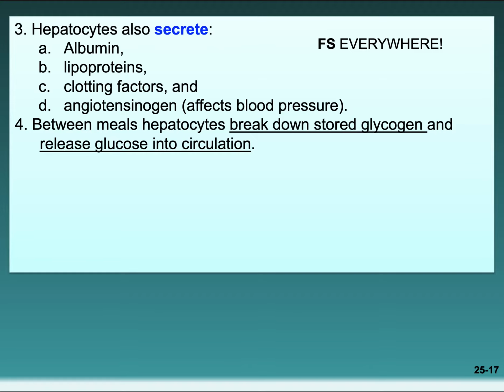and entering circulation. So we'll store sugars when we store them as glycogen in the liver, and then in between meals, you can keep your blood sugar level up by breaking down glycogen.